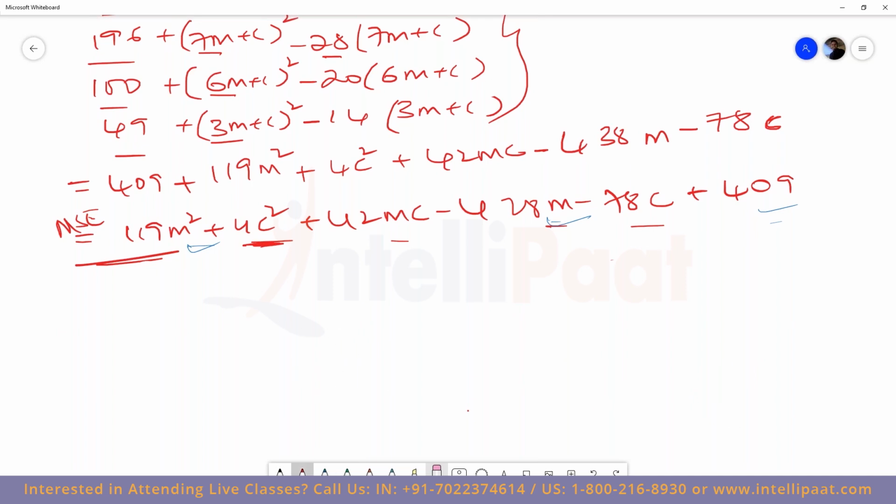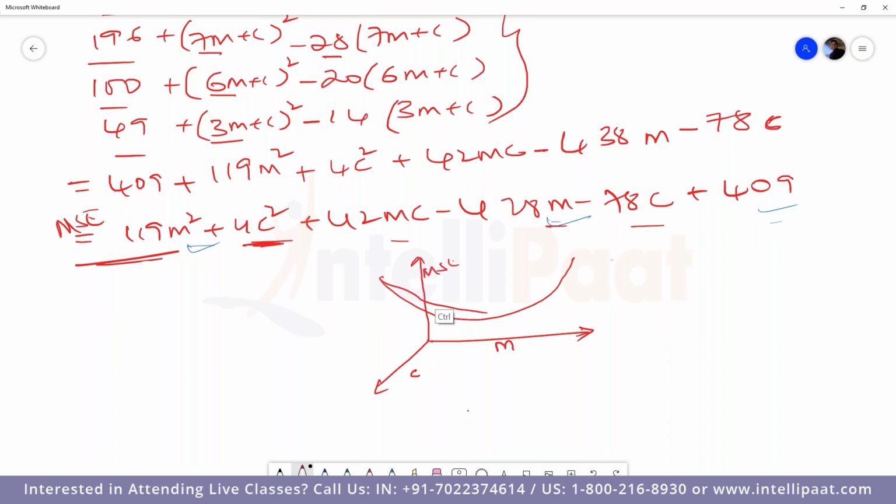What does this equation actually look like? Let me give it a try. It looks like this. This is M, this is C, and this is your MSE. I can only draw in two dimensions, but think of this as a bowl kept in your room.